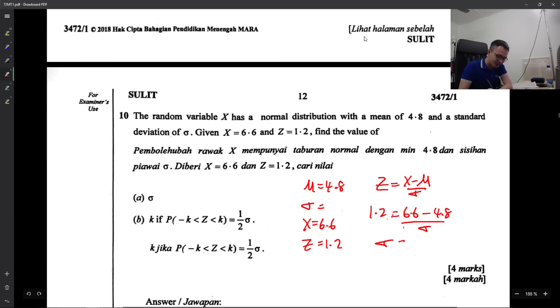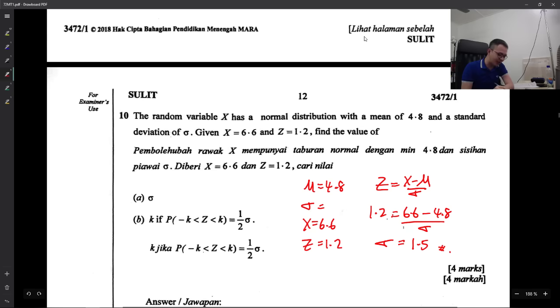So you can get your standard deviation easily here. 6.6 minus 4.8 divided by 1.2. So you get 1.5 as your standard deviation. Okay, just make sure you know the formula, then you can do this one.